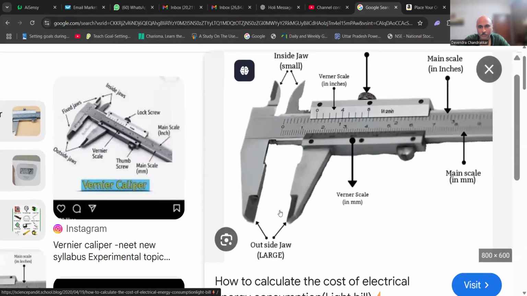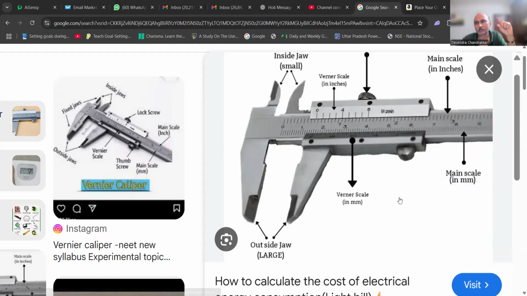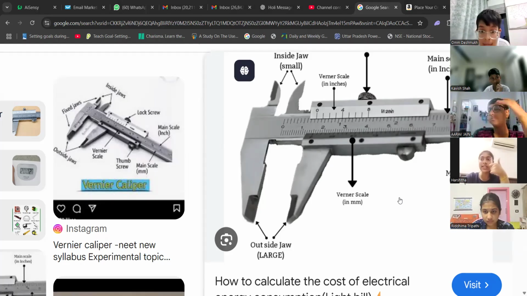These two are the outside jaws. Okay, all of you pay attention. These are the outside jaws. So when we want to measure the thickness of a scale, or the thickness of the paper of your notebook, what we will do is place a notebook in between these two outside jaws. Understood the use of outside jaws? All of you say yes or no. Sanchit, you understood or not? Yes, sir. Harshita, do you understand or not?